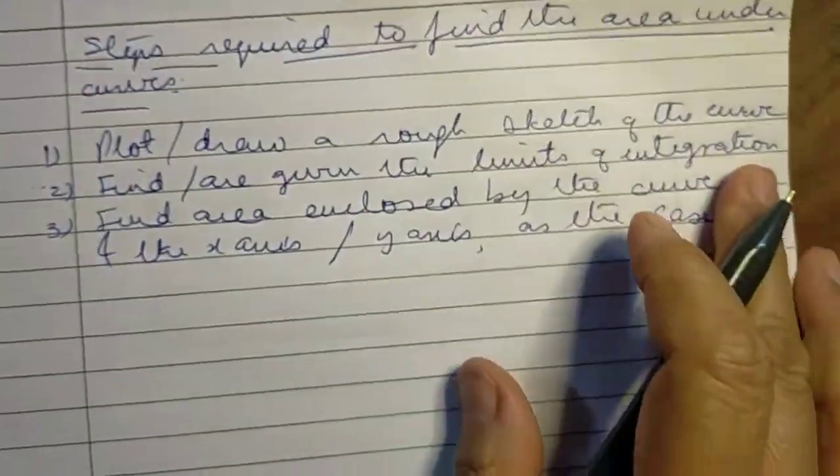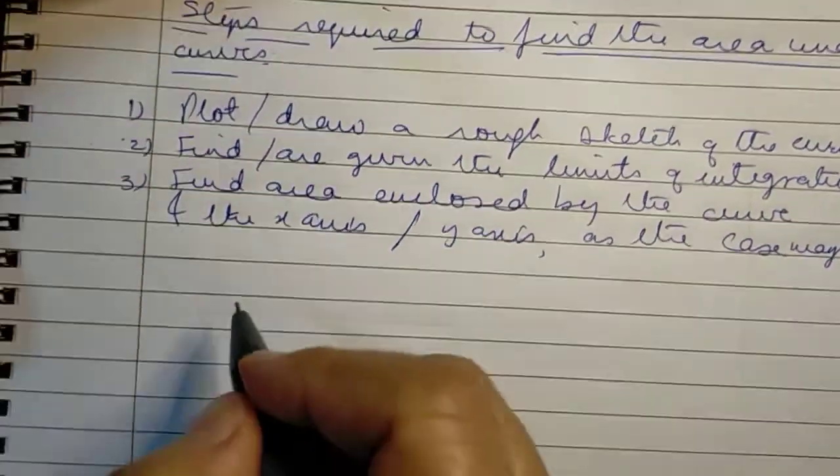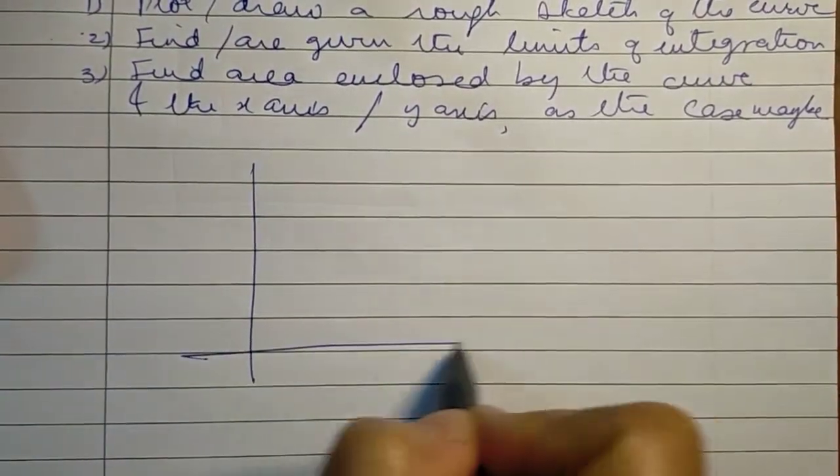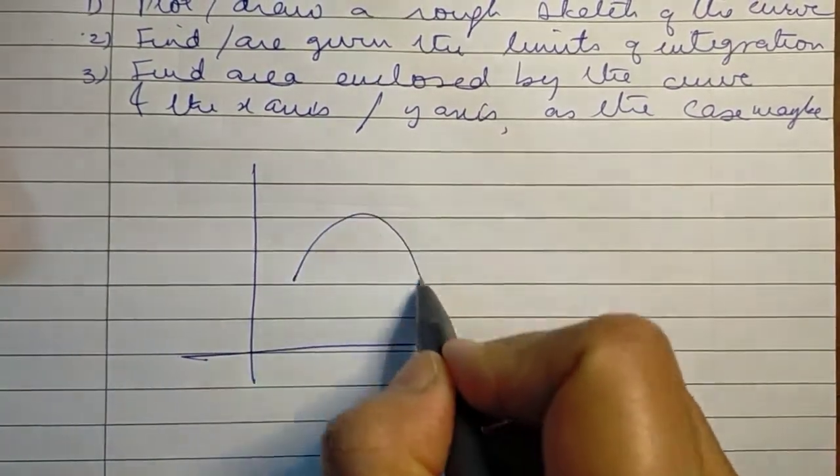Okay, now one thing you have to keep in mind, that is, suppose you are finding the area under the curve. Let's say the curve is somewhat like this.